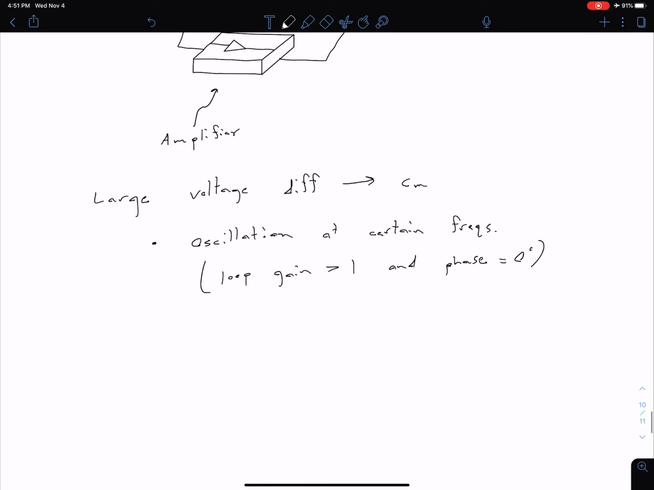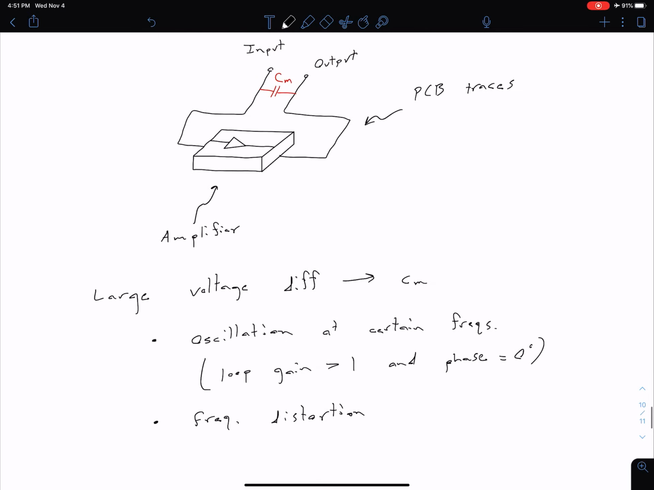The Cm can also result in frequency distortion. And so what this could look like is either peaks or dips in our amplifier's frequency response. We've not talked too much about frequency response, but basically it's making our amplifier behave in ways that we wouldn't expect it to or want it to.